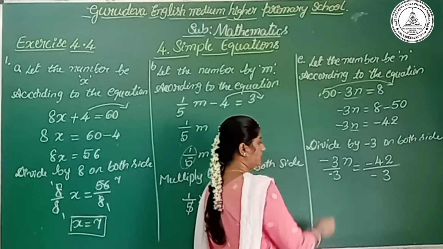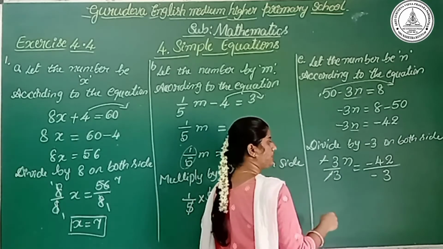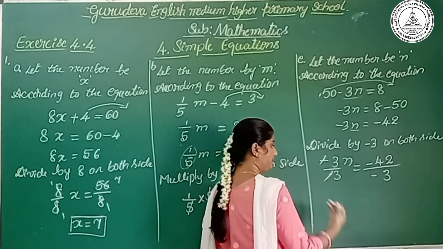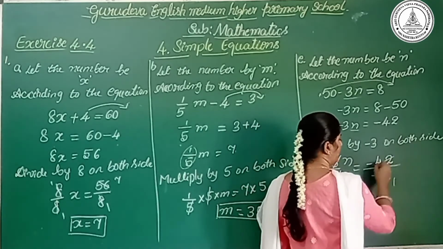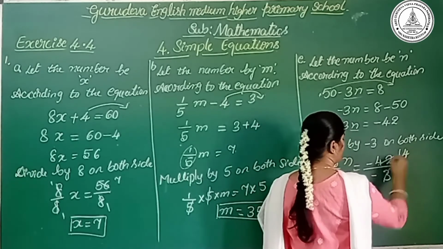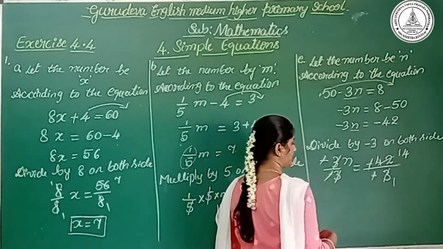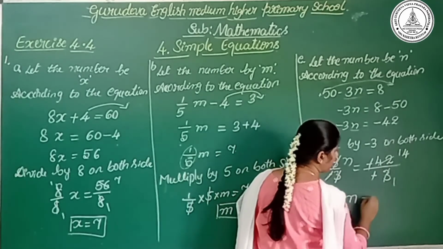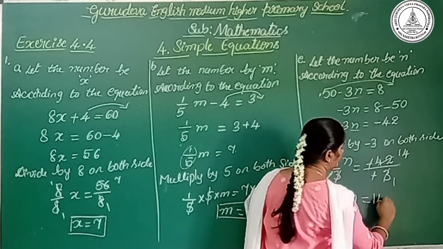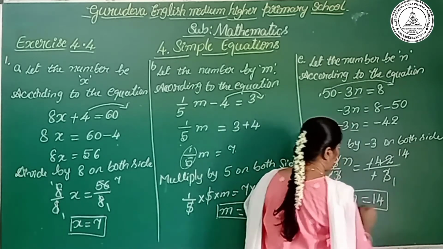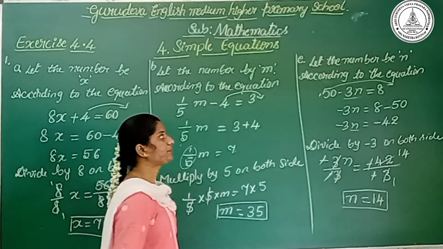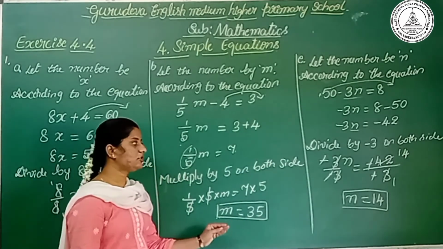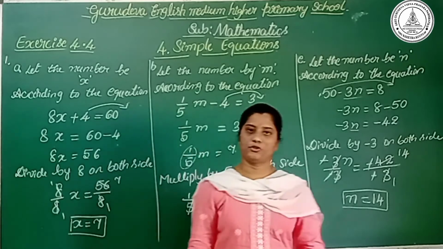Then cancel here. So minus gets cancelled. That means minus divided by minus is plus. Okay, then 3 ones are 3, and 3 fourteens are 42, and minus gets cancelled. And the remaining is plus n is equals to plus 14. So the value of n is equals to 14. Okay. The same time, next we have to do the F question.